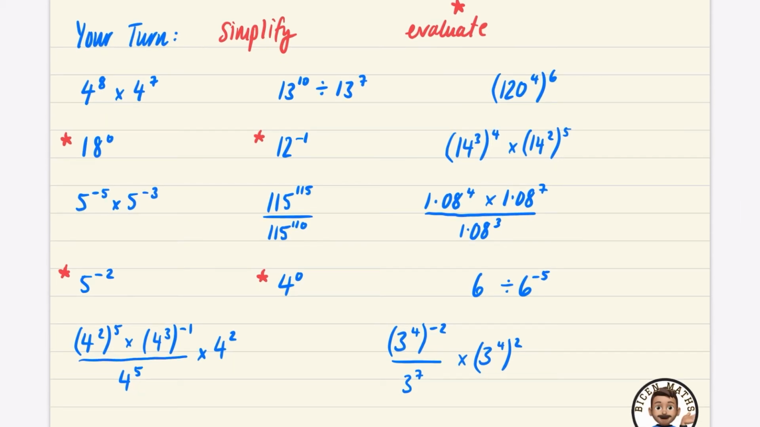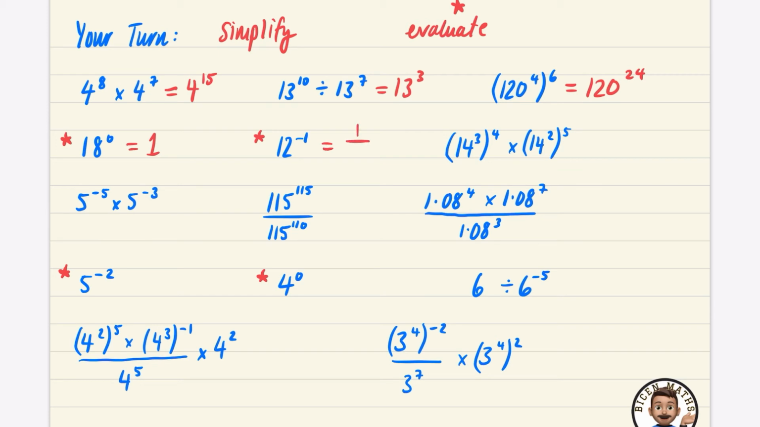Okay, so I'm going to add the powers nice and quick. It's going to be 4 to the power of 15. I'm going to subtract the powers, so it's going to be 13 cubed. I'm going to multiply the powers, so it's to the power of 24. This one is just going to be equal to 1 because it's the power of 0.